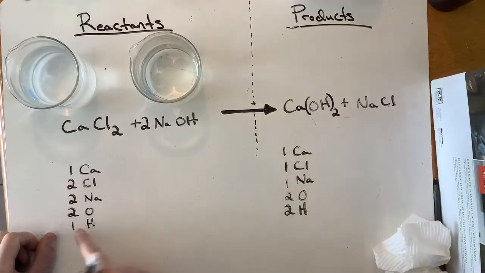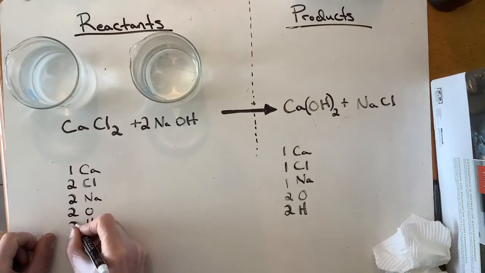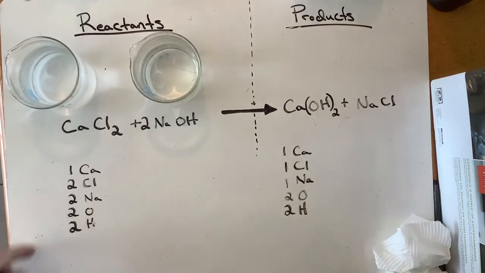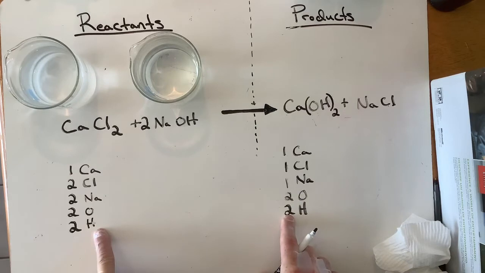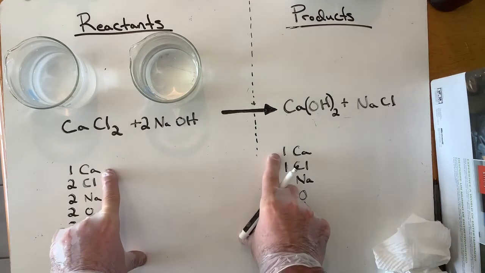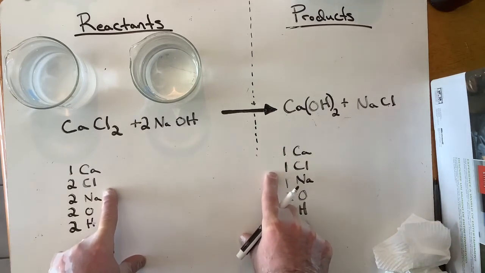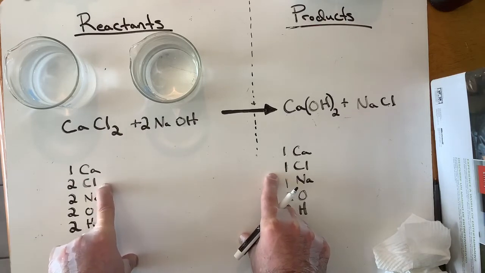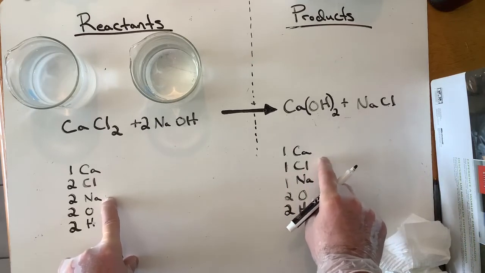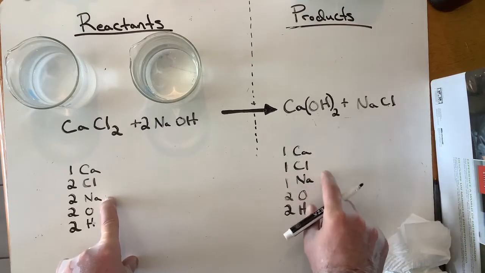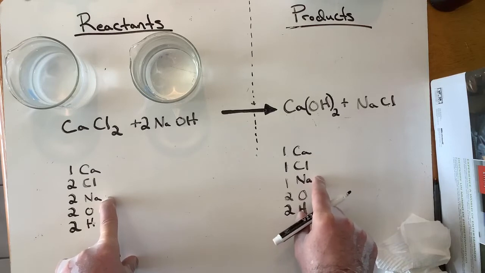And this 2 says I've got two hydrogen atoms now. All right, now we're getting a little bit closer. We got the same number of oxygen atoms. We've got the same number of hydrogen atoms, same number of calcium atoms, but look at this here. Here we've got a problem. I'm saying I've got two chlorines in my reactants and two sodiums in my reactants, but over here I've only got one chlorine and one sodium atom in my products.